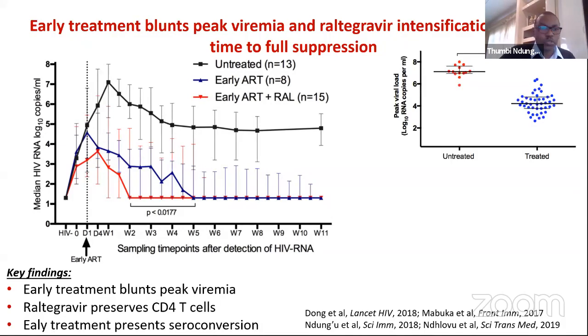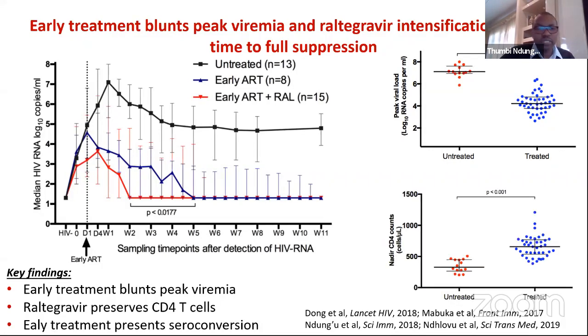And this is data shown here, and that early treatment also preserves CD4 T cell counts. So we think that this is good for preserving the immune system in HIV infection. And with other data that I'm not going to show, we were also able to show that early treatment actually prevents seroconversion. So the women do not actually even seroconvert because we are starting antiretroviral therapy very, very early.